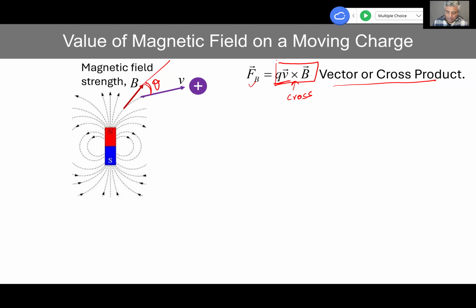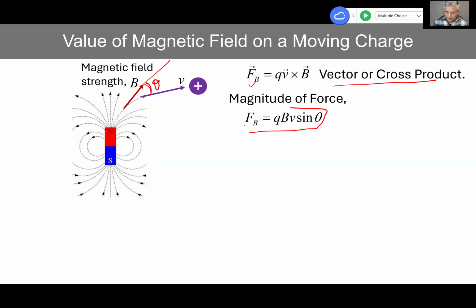Okay, but we're going to be using this simple equation like this. So this cross translates into sine theta there. Okay.